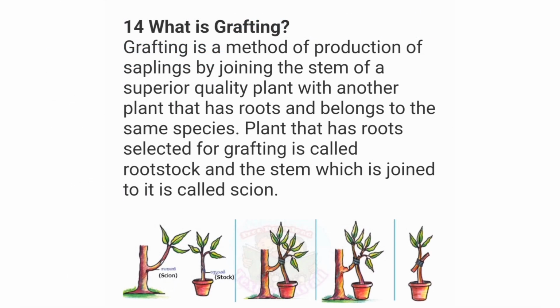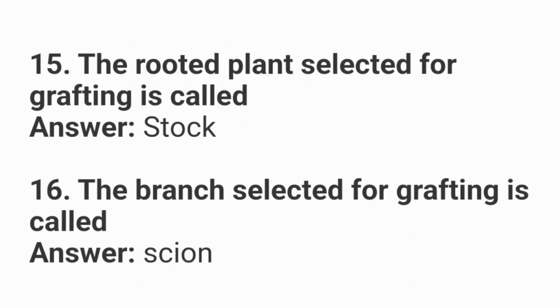Answer: grafting is a method of production of saplings by joining the stem of a superior quality plant with another plant that has roots and belongs to the same species. Plant that has roots selected for grafting is called rootstock, and the stem which is joined to it is called scion. Question number 15. The rooted plant selected for grafting is called dash.